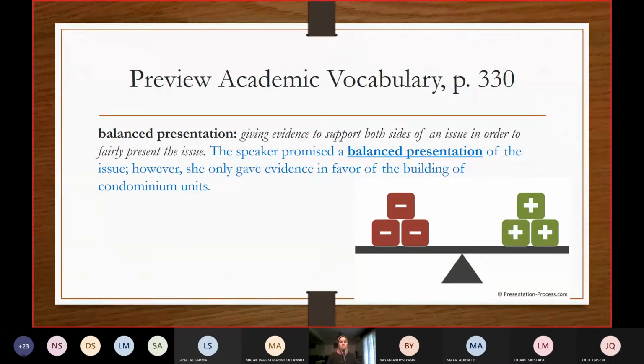However, she only gave evidence in favor of the building of condominium units. So here, when she talks about a topic, she says the good things about it and at the same time the bad things about it. So she gives a balanced presentation. This is a balanced presentation. So I do not take a side.